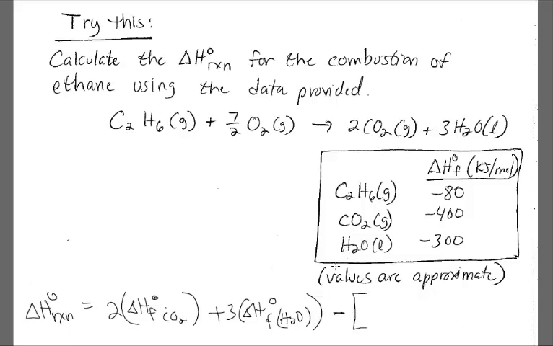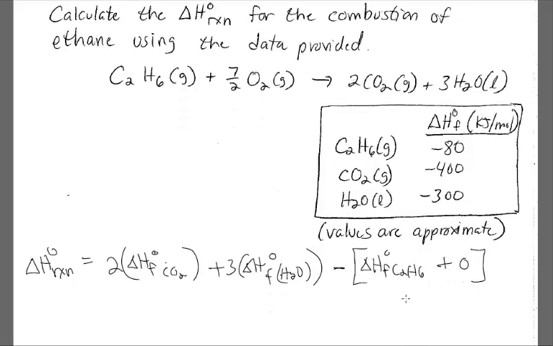minus, and I like to use a big bracket for all of the reactants, minus the 1 times, or just the heat of formation of ethane. Delta HF of C2H6, okay, see the heat of formation of that plus 0 for the oxygen. So I'll put that all in brackets.